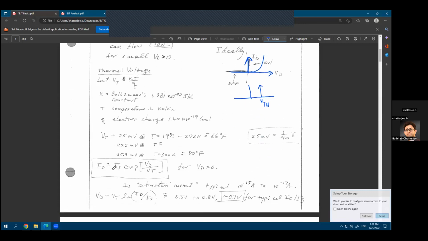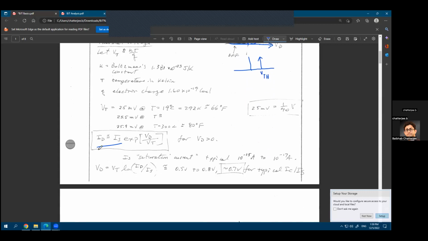And that comes from the equation that we have already derived, and we discussed the implication of this equation. So ID is the diode current. That is basically IS, the saturation current, sometimes referred to as the dark current of the diode. This is basically the reverse saturation current. Now that multiplied with e to the power VD over VT gives you the forward bias diode current.